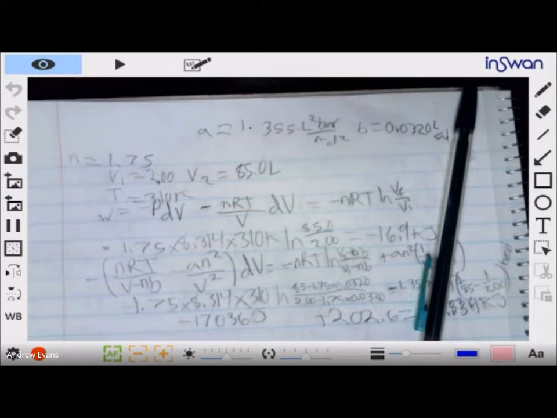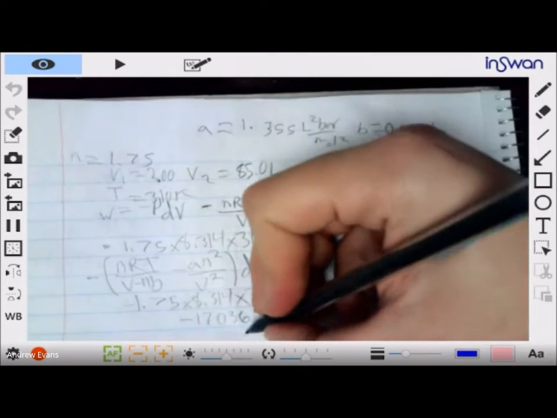So what percentage of that is coming from the attractive force? That's going to be 202 out of our 16,834. Something like 1.2%. 1.2% is the amount of work we'll be getting from that.